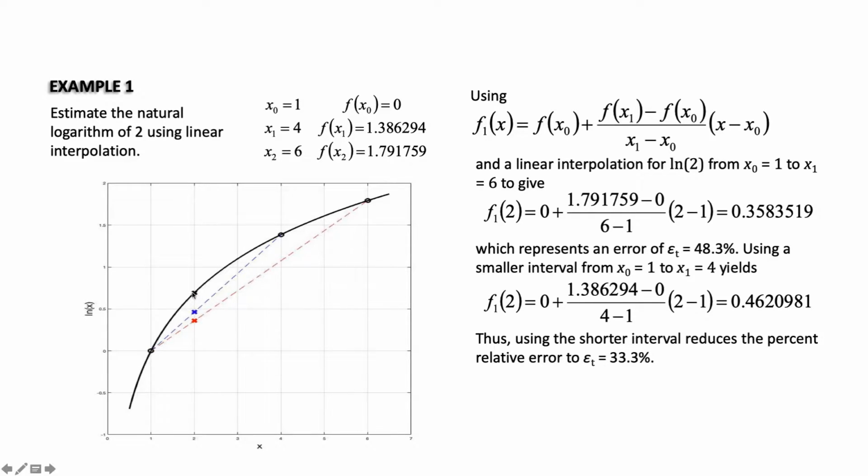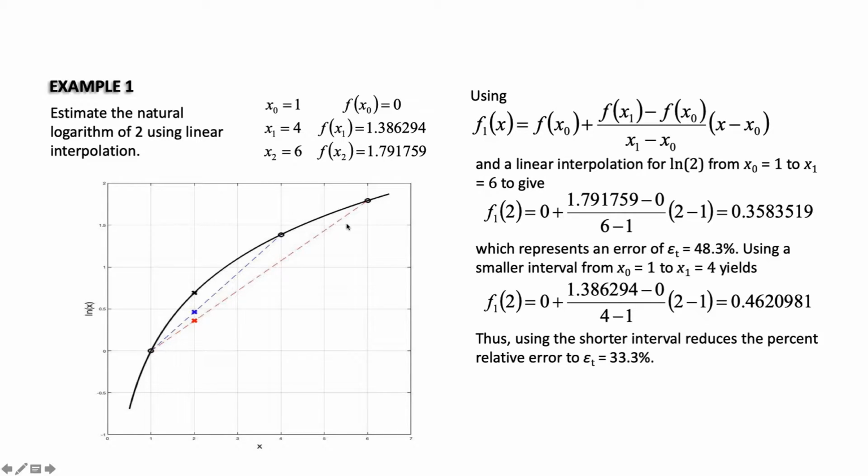We can see that it doesn't coincide with the true value of ln of 2. In fact, if we compute for the error, we get 48.3%. If we use instead the smaller interval from x0 equals 1 to x1 equals 4, we get 0 plus 1.386294 minus 0 divided by 4 minus 1 times 2 minus 1. So we have 0.4620981. In this case, this number here is located here, and it still doesn't coincide with the true value of ln of 2. The error here is 33.3%.